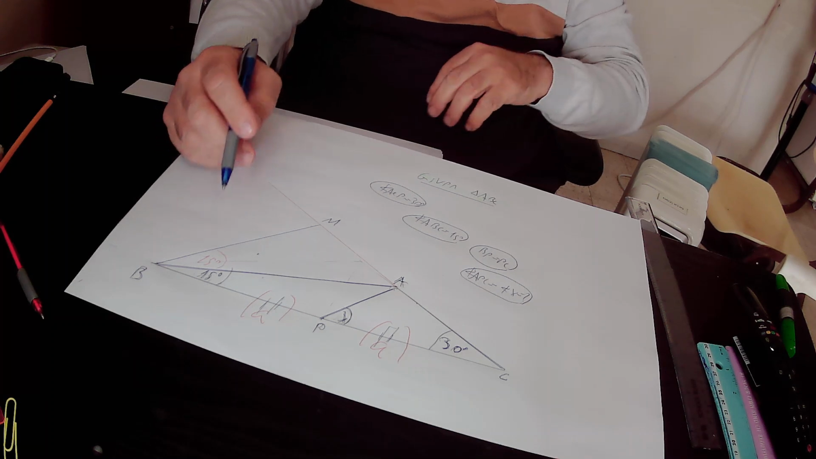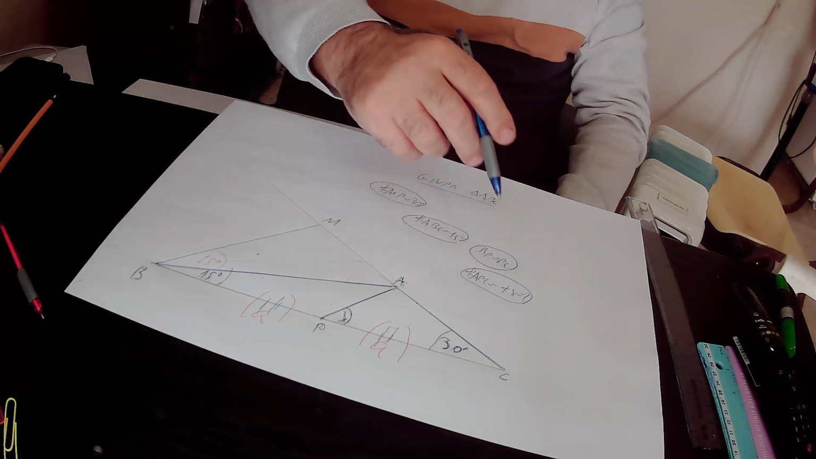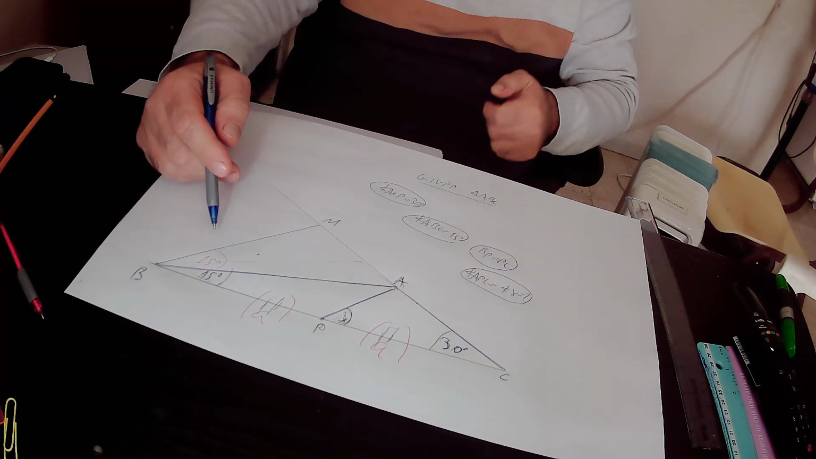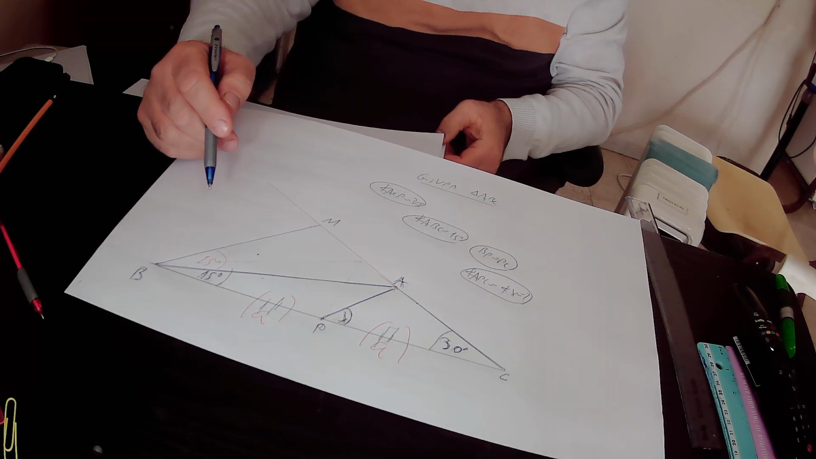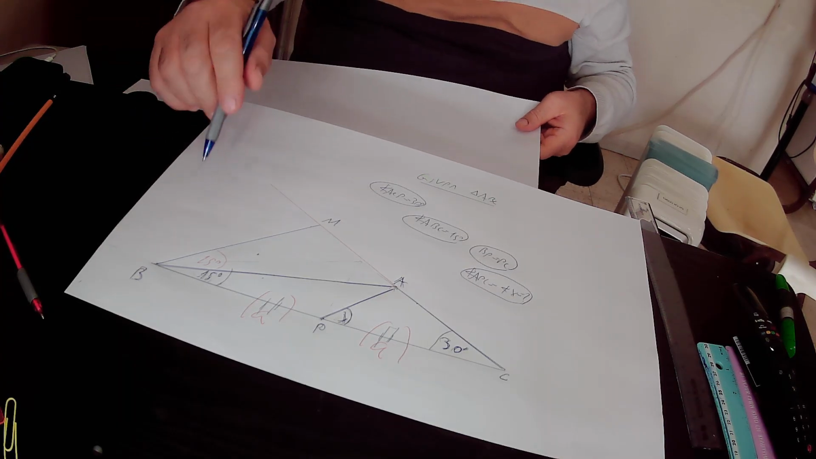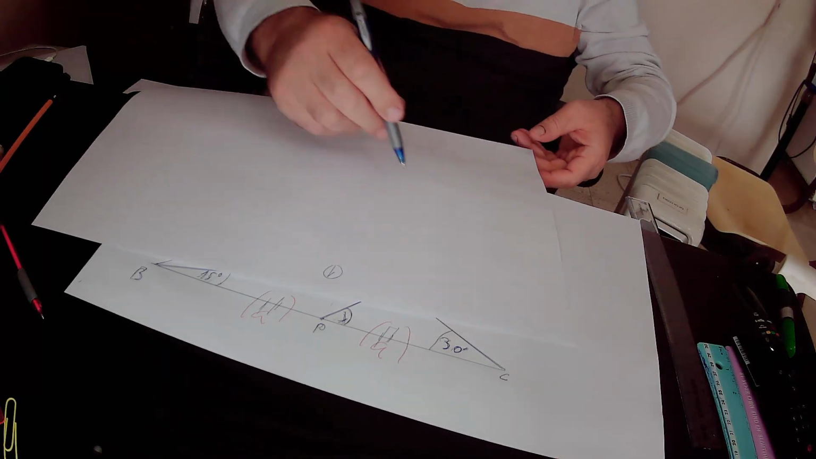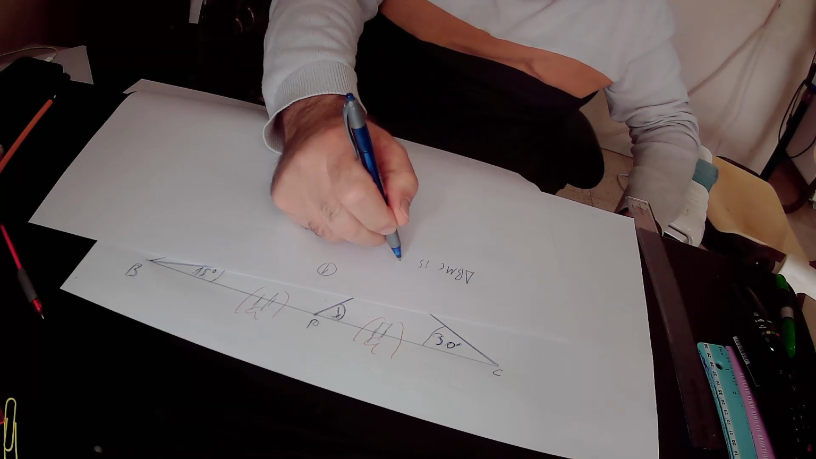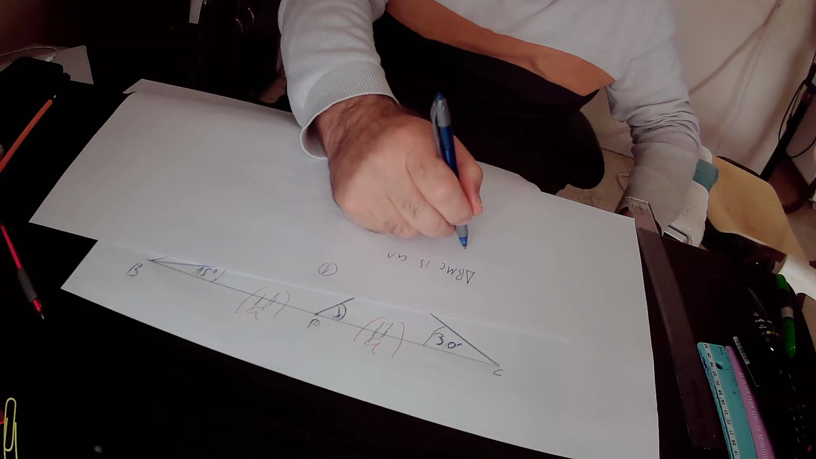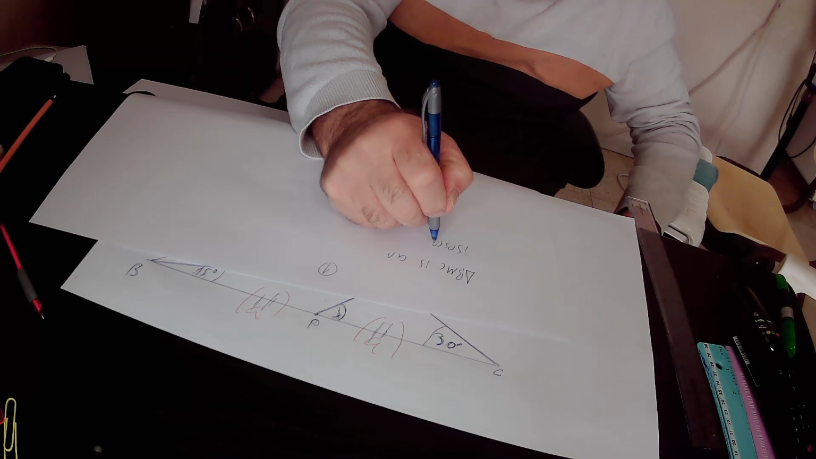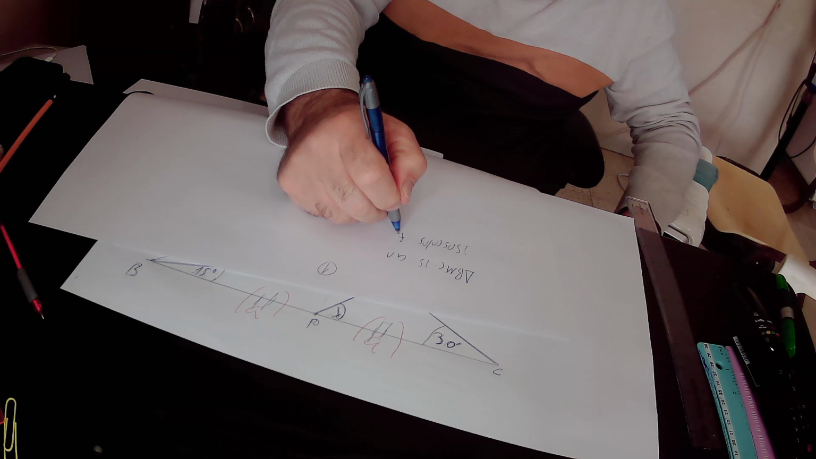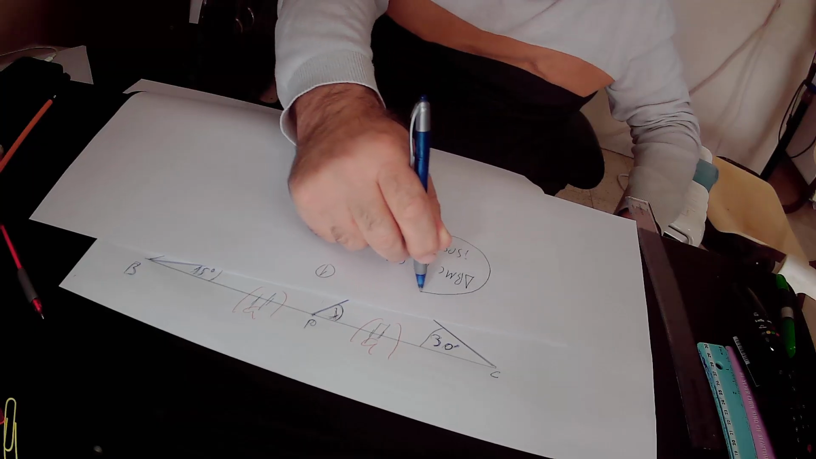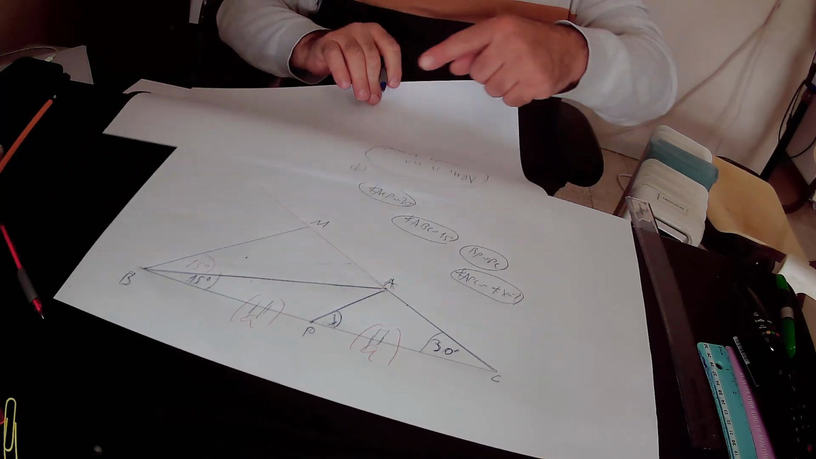So, write it down. The big triangle BMC is an isosceles triangle. Those two angles are equal to each other, each of them equal to 30 degrees. And therefore, we can apply rule 20 on the isosceles triangle BMC.